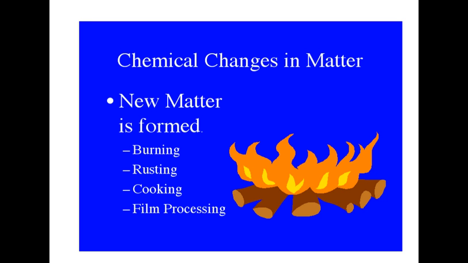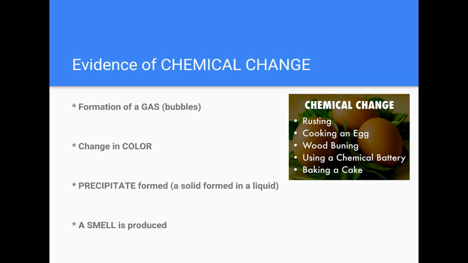When you cook an egg, it's a chemical change. You can't take a boiled egg and make it cold again, and then it turns back to a runny egg anymore. Film processing, when you develop a film, those are all examples of chemical change. And as we're going to see in lab, you have evidence of chemical change by the following 4 things. It's very important to know these.